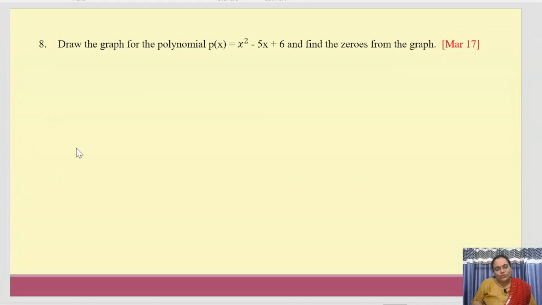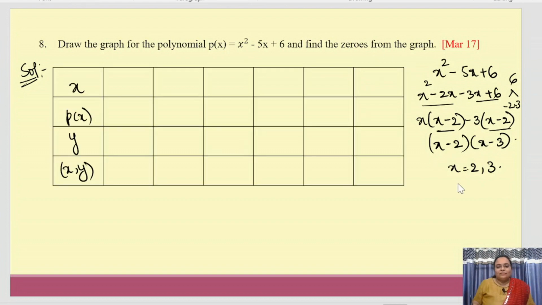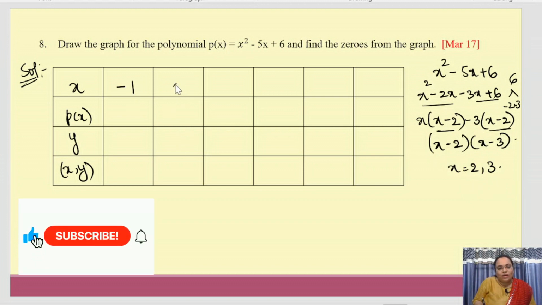So let us see the next question. Draw the graph of the polynomial p of x and find the zeros from the graph. By factorizing this, we have got 2 and 3 are the zeros of this polynomial. Now let us find using the graph. So see here, as we have got the zeros 2 and 3, we will take the values from minus 1 to 4, okay?